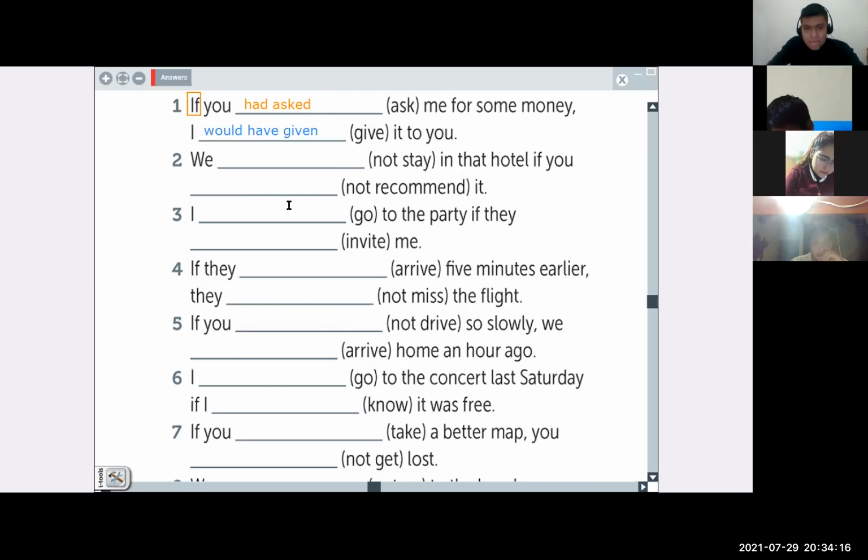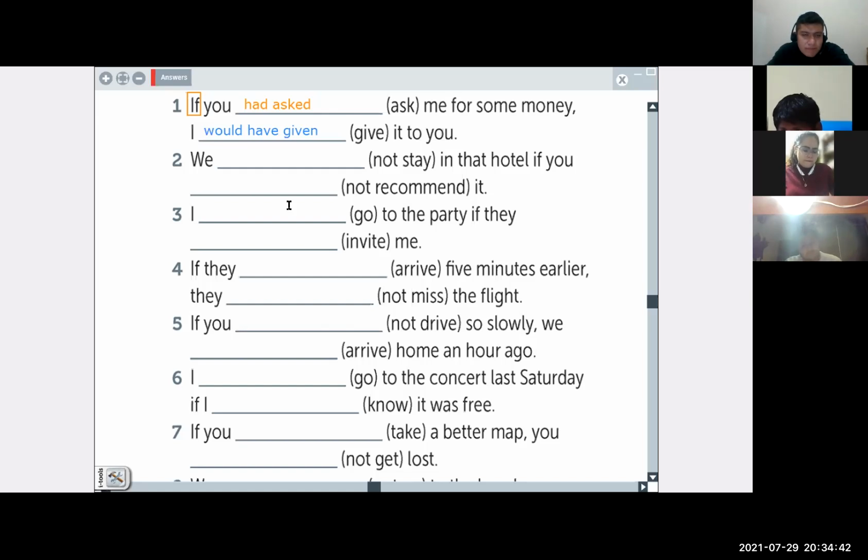Can you read the complete sentence, Enrique? Yes. If you had asked me for some money, I would have given it to you. Okay. What does it mean in Spanish?